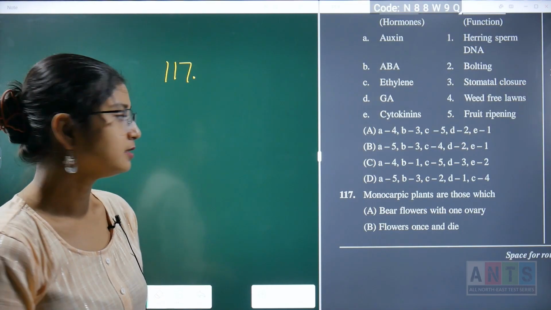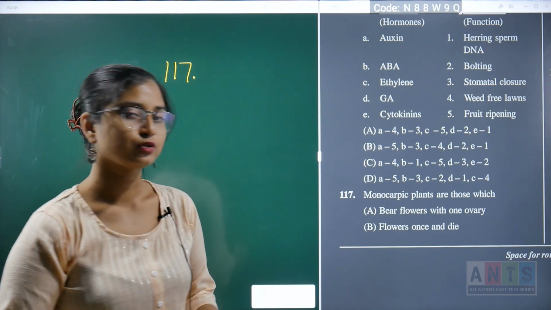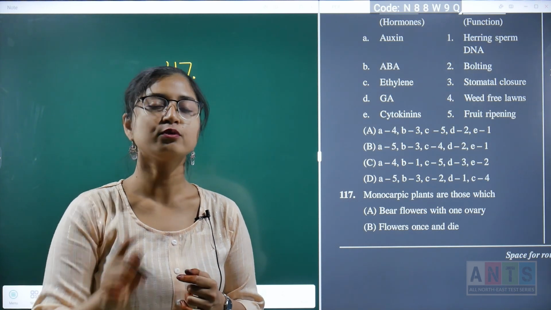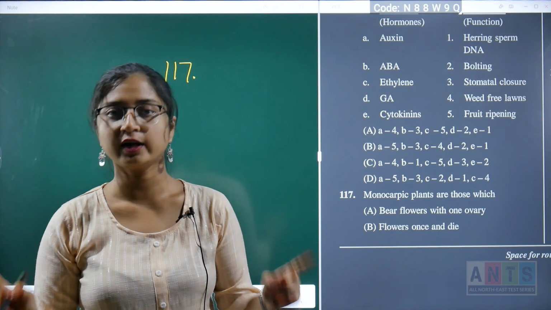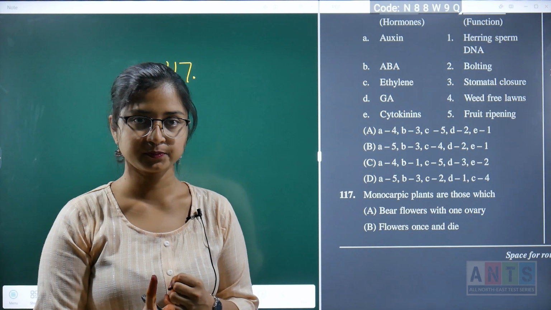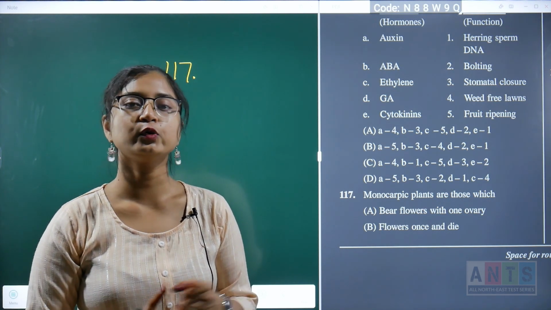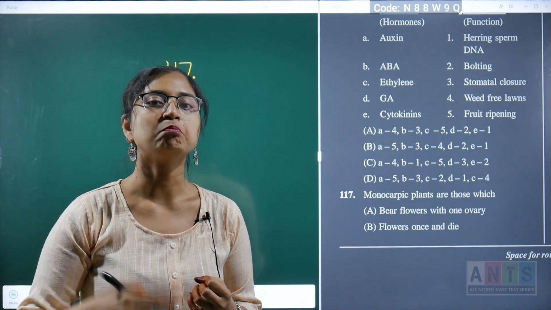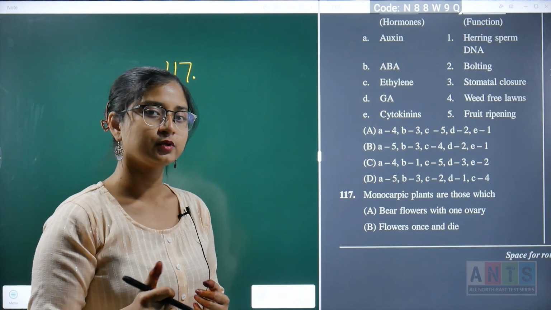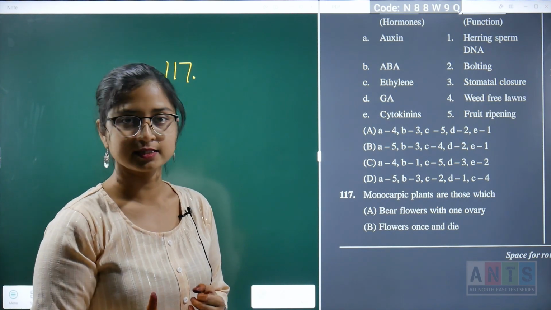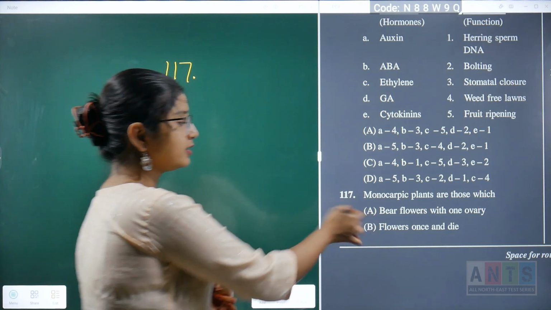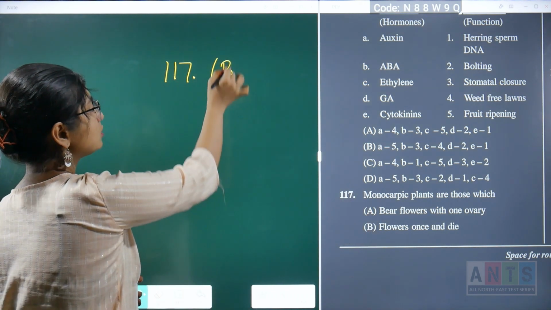Now, question number 117, monocarpic plants are those which, so monocarpic and polycarpic, two concepts we are having. A monocarpic plant throughout its life cycle or its overall lifespan undergoes flowering and fruit development only once, while polycarpic will undergo flowering and fruit development multiple times in their life cycle. So going by that, what is a monocarpic plant which flowers and develops fruits only once in its lifetime? So flowers once and after that it will die. So question number 117, the correct answer is option B.